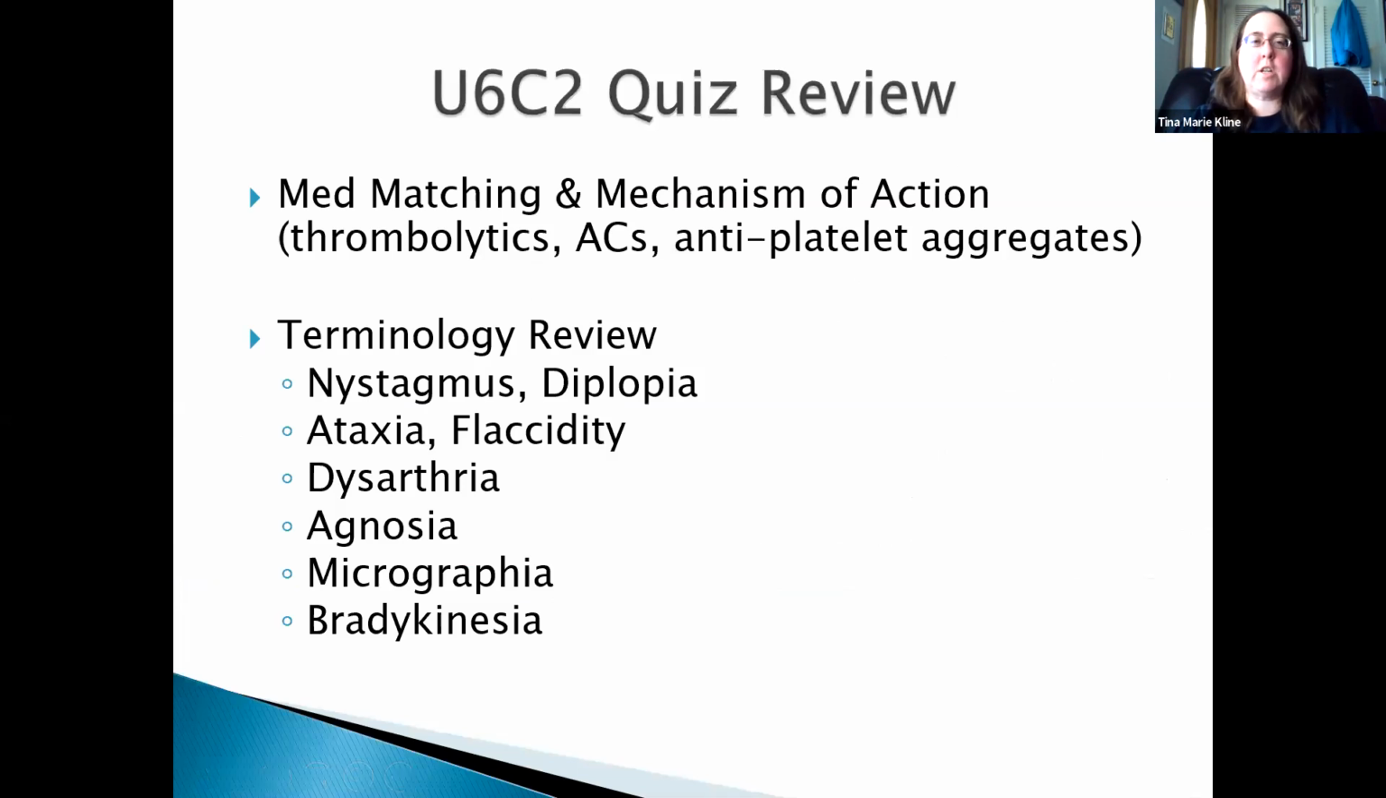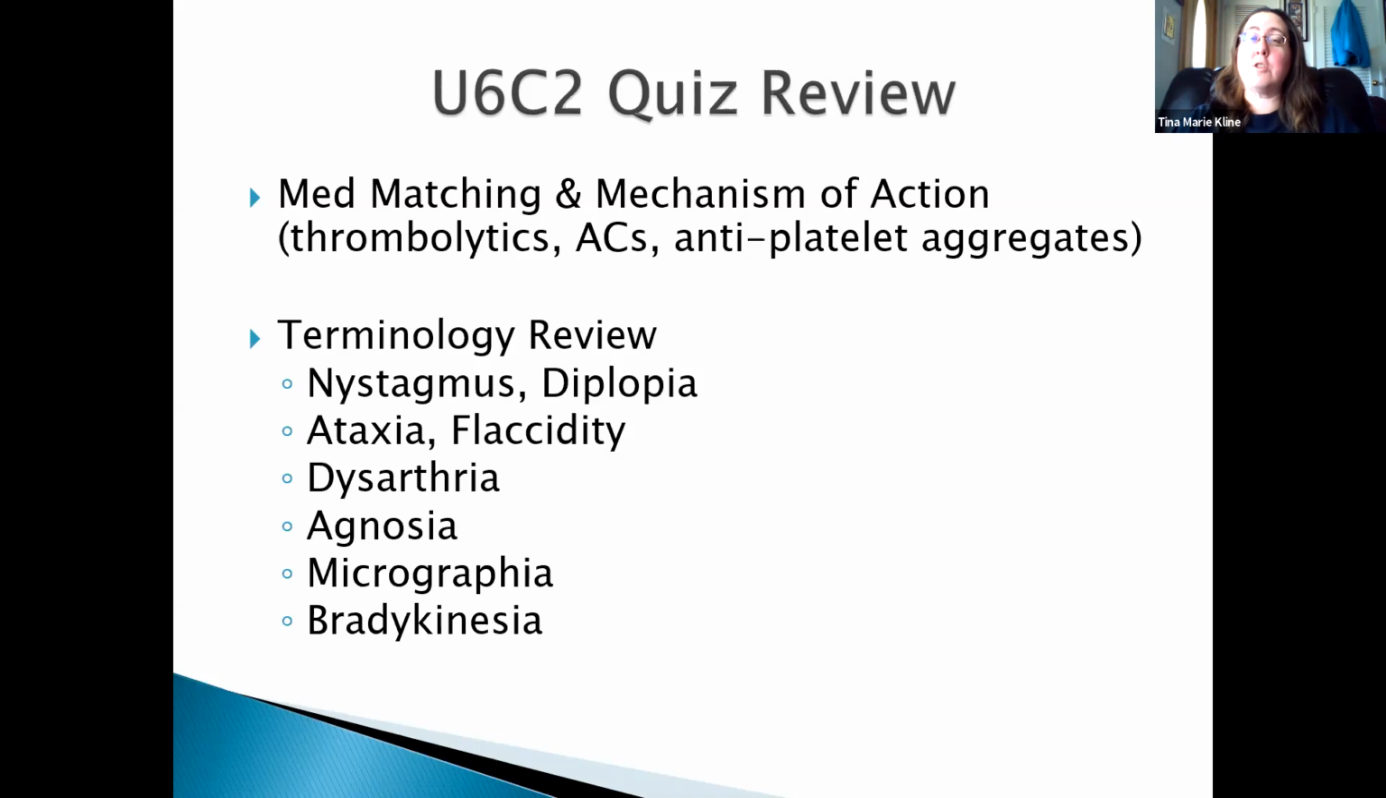So there were 2 questions on there related to medications and mechanism of action, okay? The first one was looking for an example of an antiplatelet aggregate. And the correct answer was clopidogrel, which is Plavix, okay? The other options that were there, I believe, were anticoagulants or perhaps a thrombolytic. The second question asked about the mechanism of action for anticoagulants, okay?